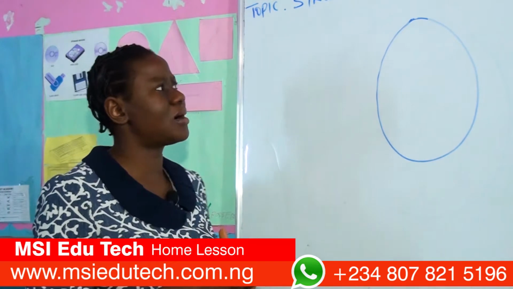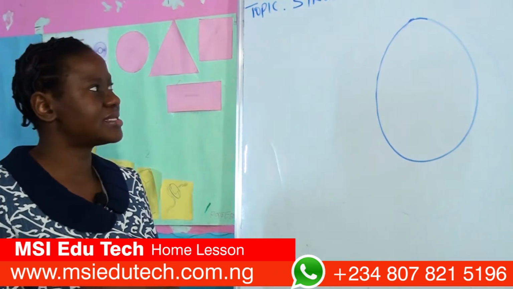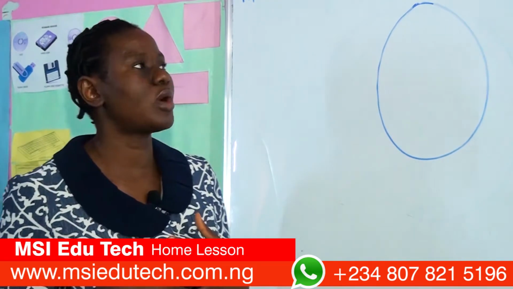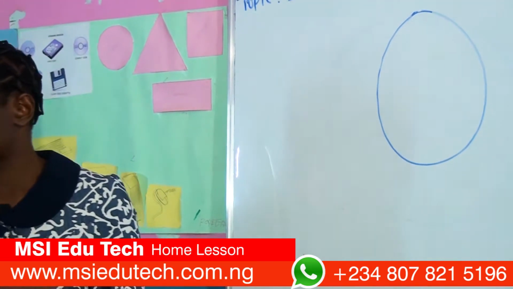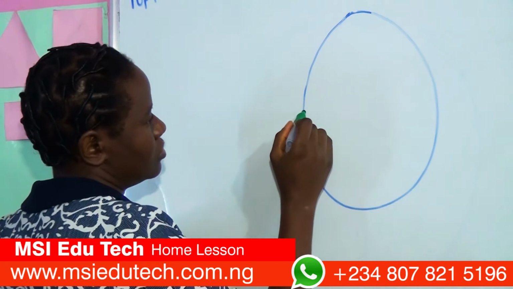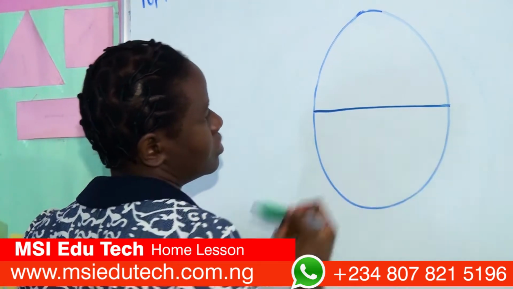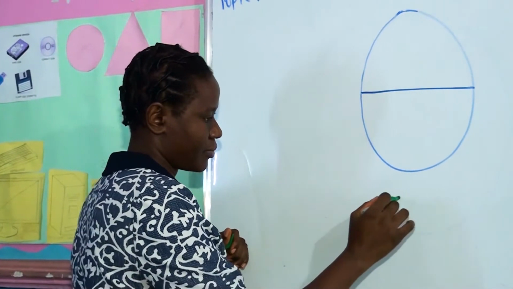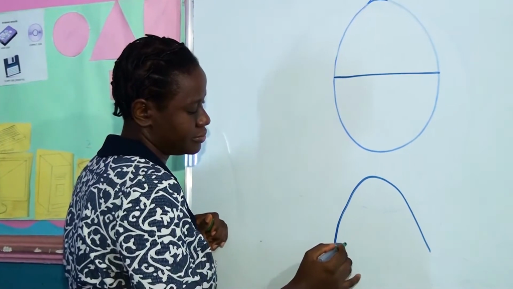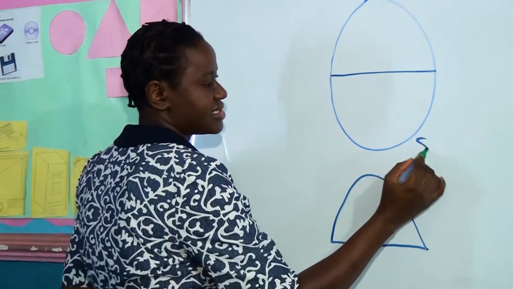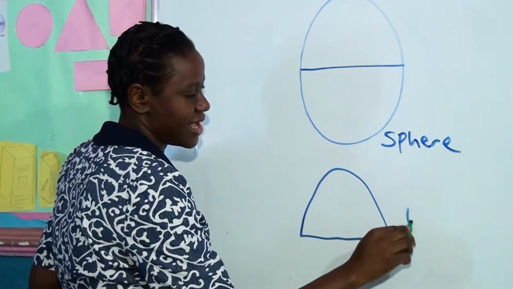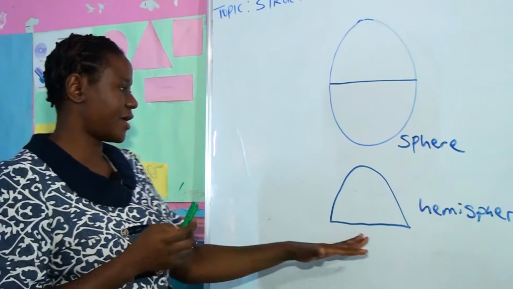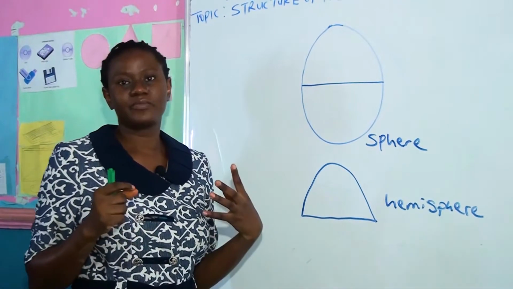Alright? Now I want to talk about the center of the sphere. If we are able to cut the sphere into two equal parts, what do we have? We have a hemisphere. Okay? This is a sphere, and this is a hemisphere.